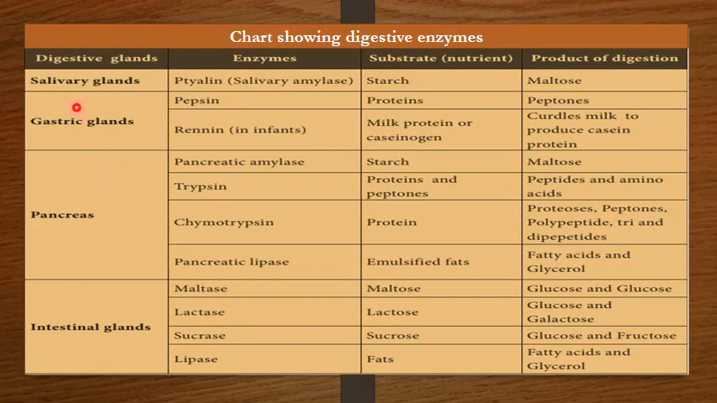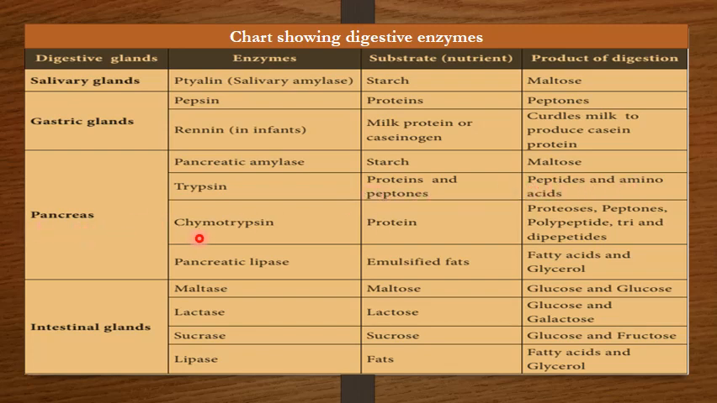Salivary glands secrete salivary amylase or ptyalin which converts starch into maltose. Gastric glands release pepsin which converts protein into peptones. Gastric gland also releases renin in infants which helps in curdling of milk to produce casein protein. Pancreas secretes pancreatic amylase which converts starch into maltose. Pancreas secretes trypsin which converts protein and peptones into peptides and amino acids.